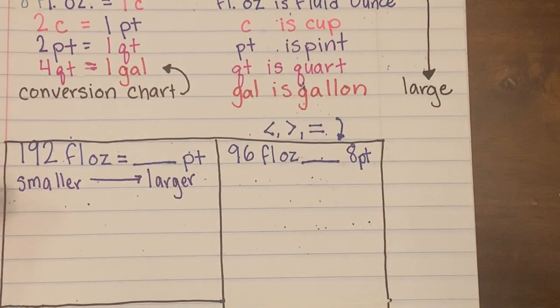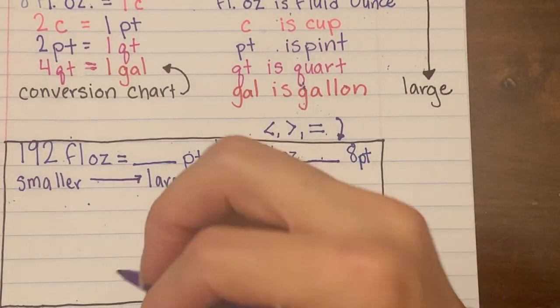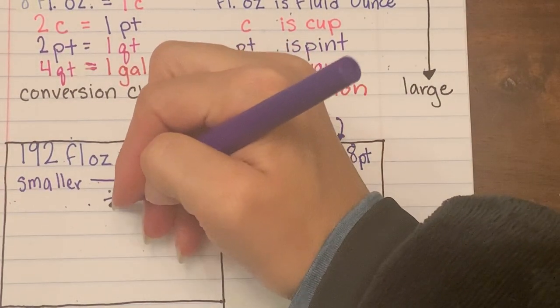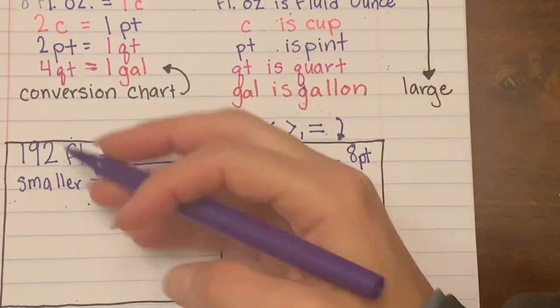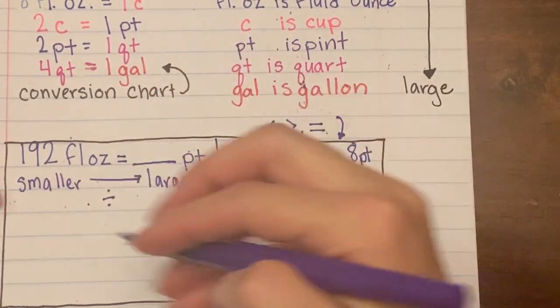Okay, I'm going from smaller to larger. And when I go smaller to larger, if I go back up to the top, which is kind of cut off for you guys, smaller to larger, I am going to divide. So now what I'm going to do is I'm actually going to bring down my 192.